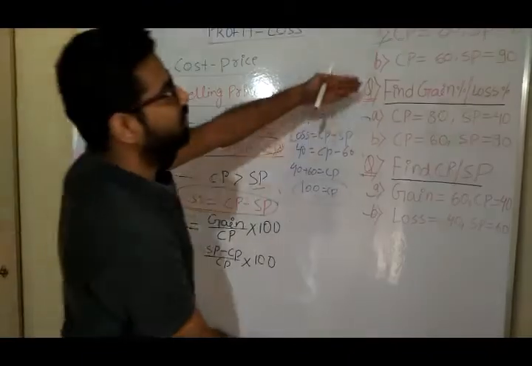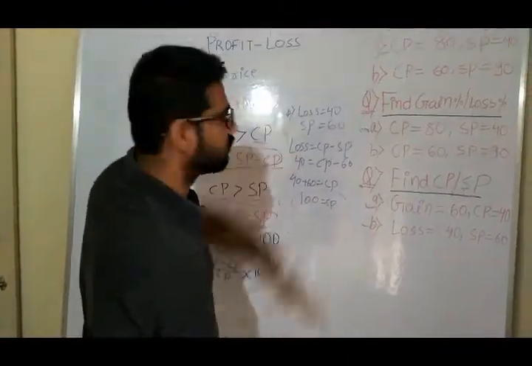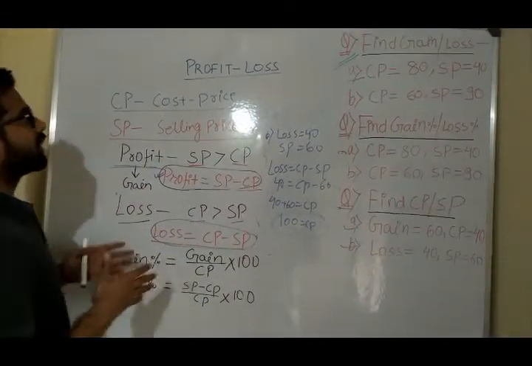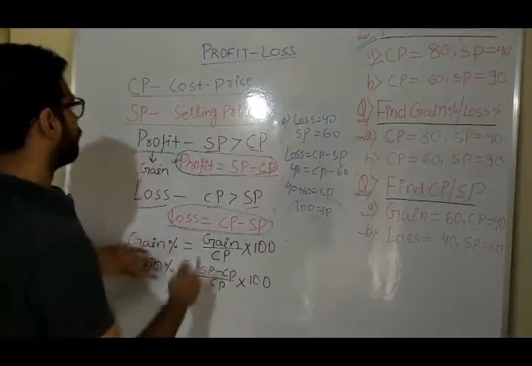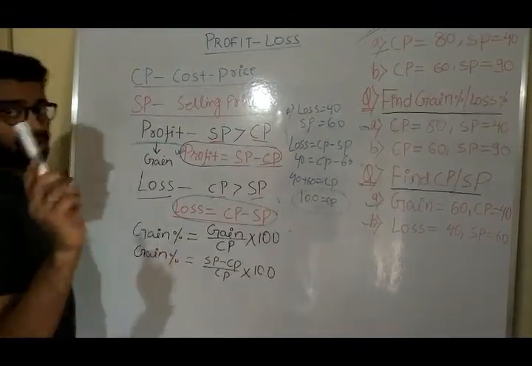So we have found the gain percentage and loss percentage, and we have found the gain and loss. These are the basics of profit and loss. You should remember the formulas: what is profit, what is loss, what is gain percentage, what is loss percentage.